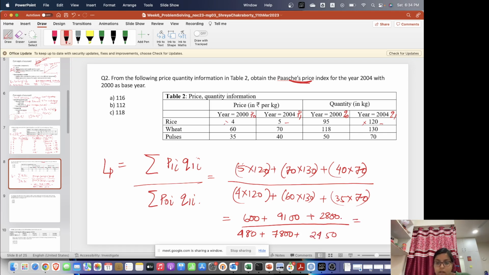So this will be 12500 divided by 10730. I'm sorry, this is 3.